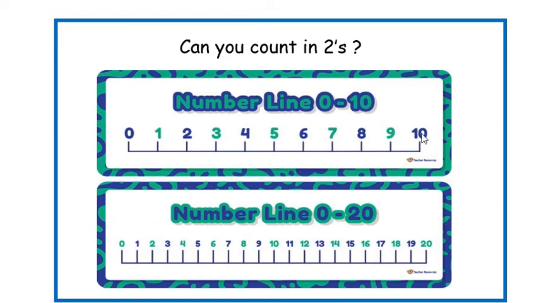Now count with me in twos all the way up to number 10. Here we go. 2, 4, 6, 8, 10. Well done. Now help me count in twos again, but this time all the way up to number 20. Here we go. 2, 4, 6, 8, 10, 12, 14, 16, 18, and 20. Well done. Keep doing this at home.